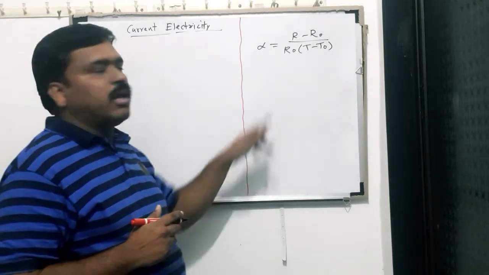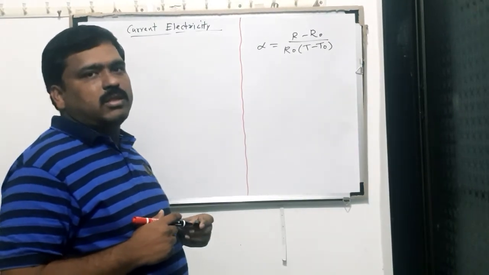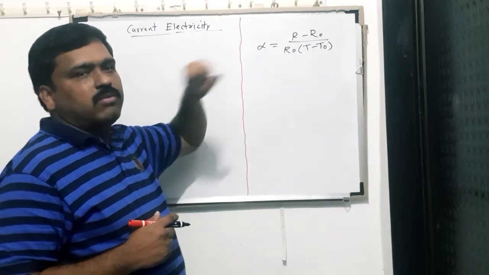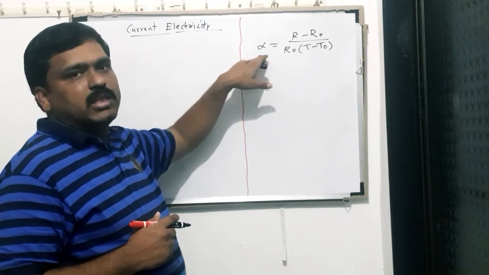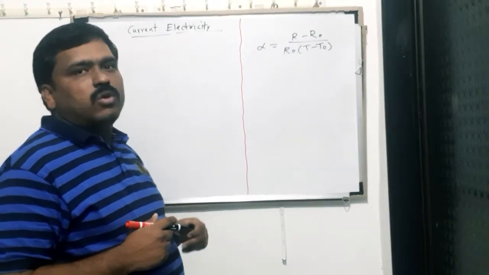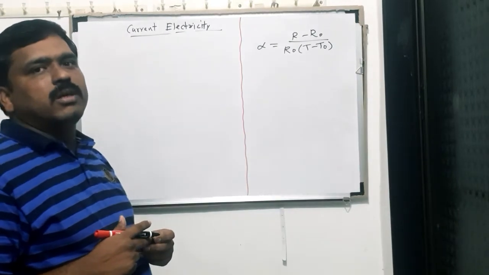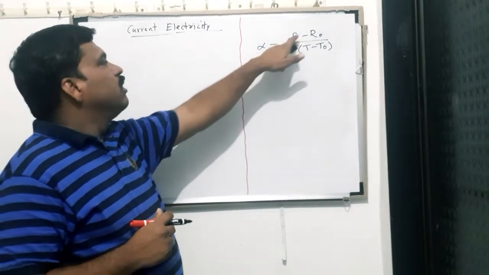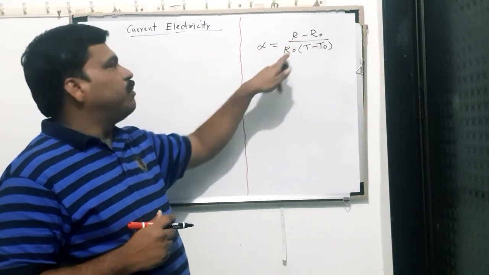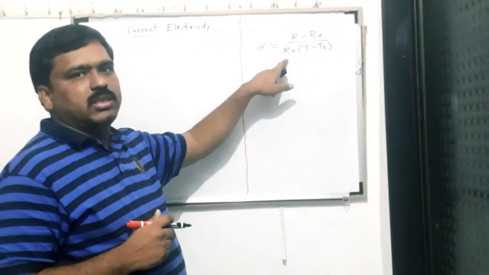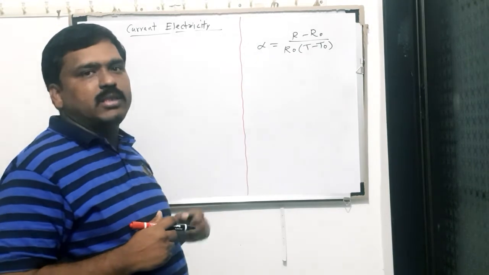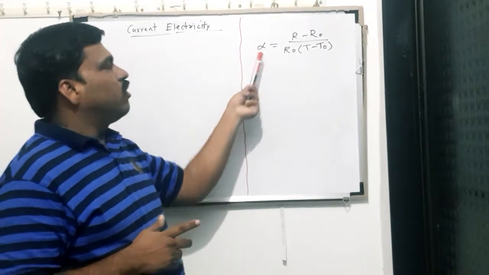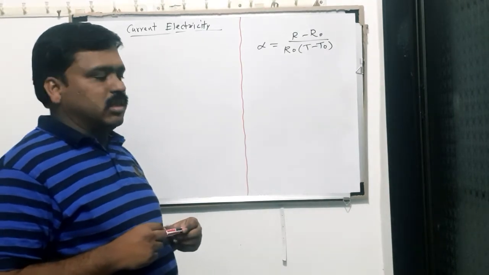Alpha is the temperature coefficient of resistance, and from this relation we can define it as: the increase in resistance per unit original resistance per degree rise in temperature is the definition for temperature coefficient of resistance.